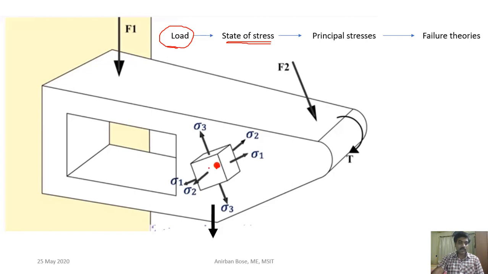After knowing the stresses acting at a point in different directions, its normal and shear components, we can find out the principal stresses, that is sigma 1, sigma 2, sigma 3. Principal stresses are the normal stresses on planes where there is no shear. Once we know the principal stresses at a particular point, then we have to use the failure theories to predict its failure. So we have already done up to this much. Now we'll see what the failure theories are.